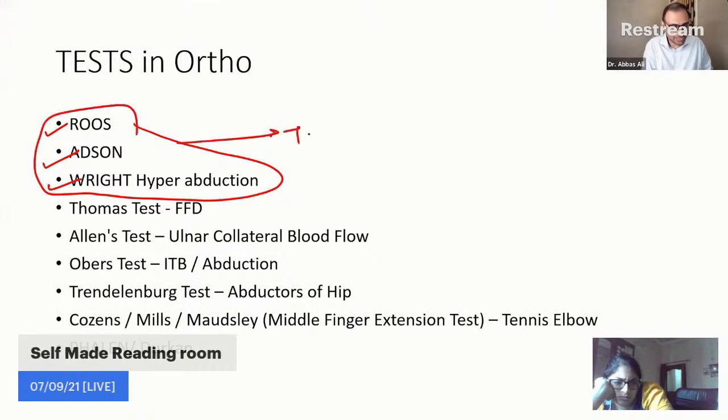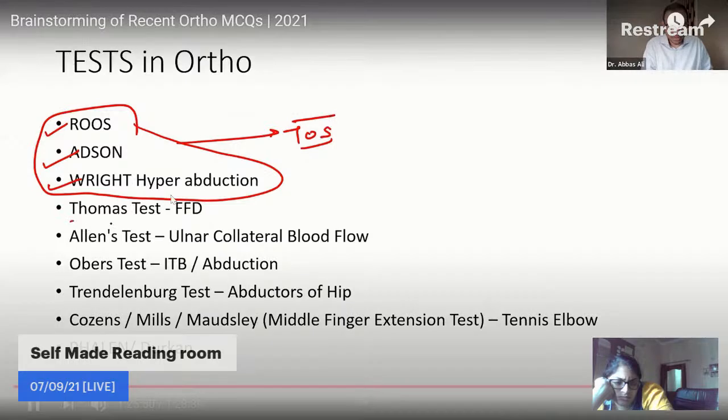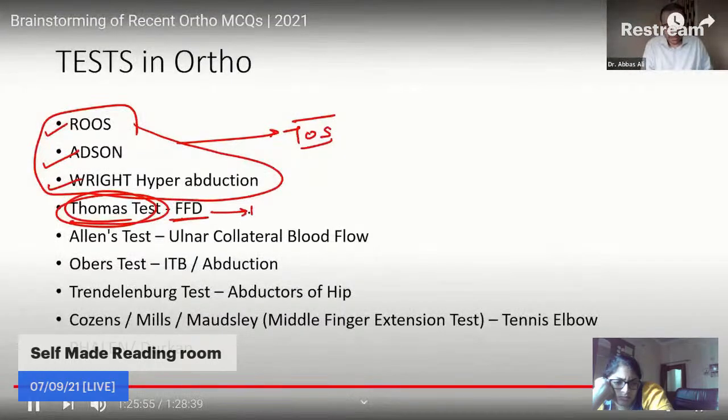Please remember the tests: Roos test, Adson's test, Wright's hyperabduction test. All of these three tests are for thoracic outlet syndrome. Yes, thoracic outlet syndrome. Excellent. Thomas test: flexion contracture of the hip. Allen's test, all of you know, is for collateral blood flow of the hand. Ober's test is for iliotibial band contracture or abduction contracture.